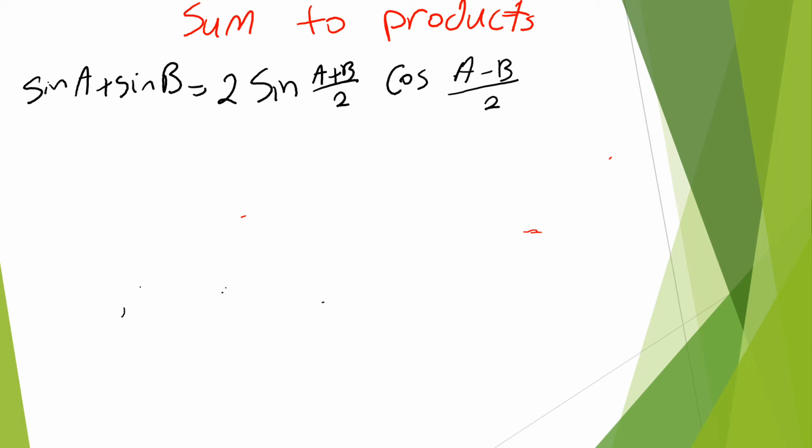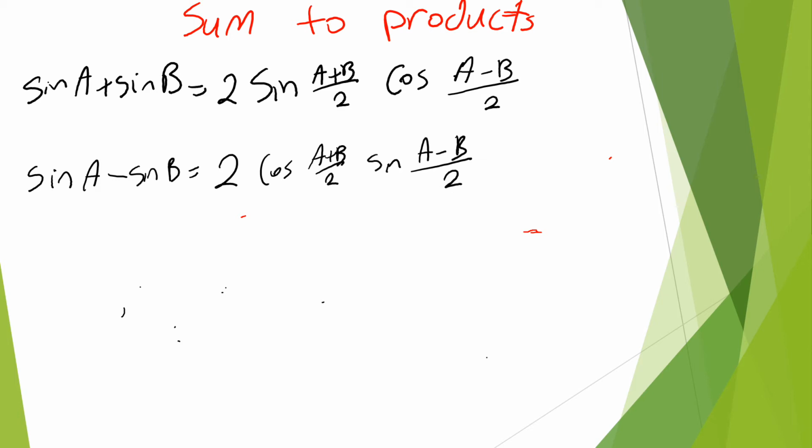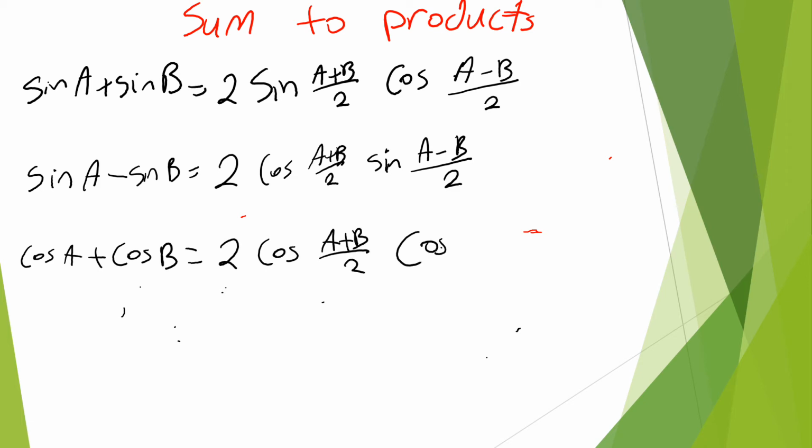They are all on your formula sheet. You just need to always have the formula sheet handy, so you can figure out which identity to use. Now, if we have the difference, sine A minus sine B, again it's 2, but this time instead of sine, then cosine, we have cosine, then sine. So we have cosine of (A plus B) over 2, and then sine of (A minus B) over 2. Now, if we have cosine A plus cosine B, it gives me 2 cosine of (A plus B) over 2, cosine of (A minus B) over 2.